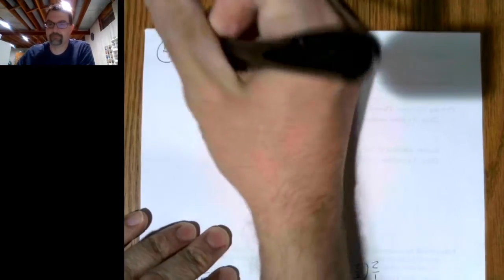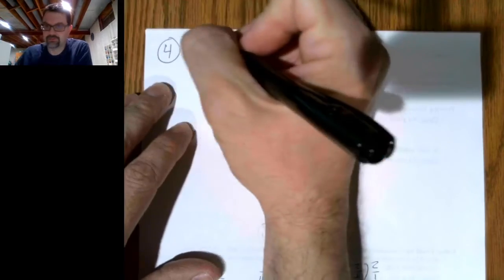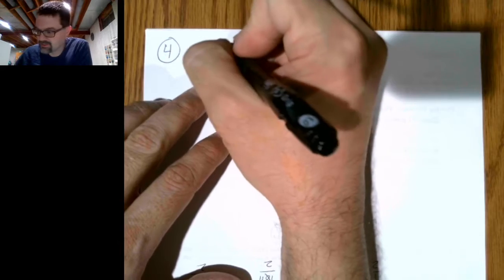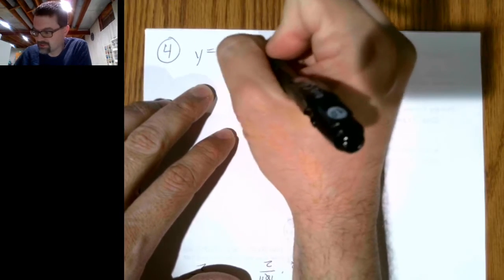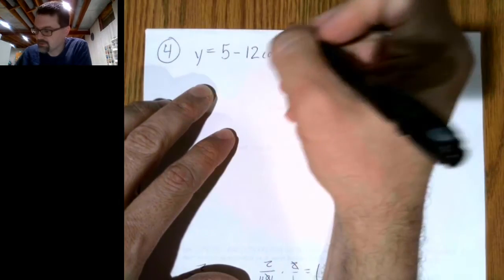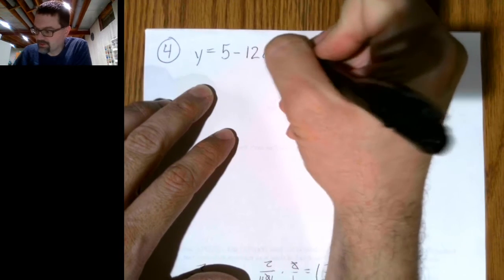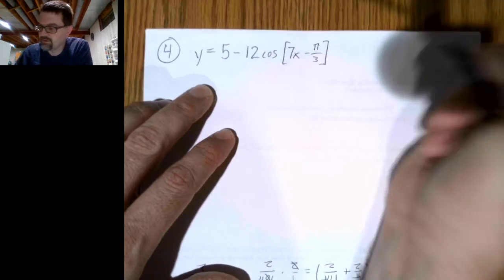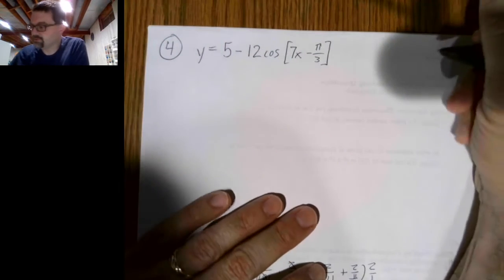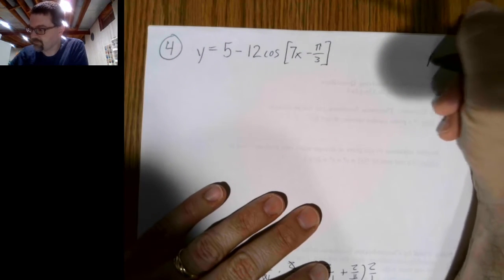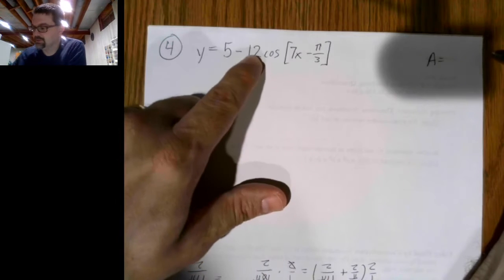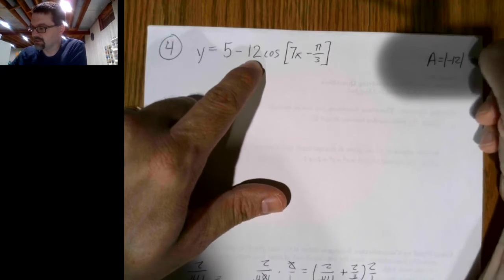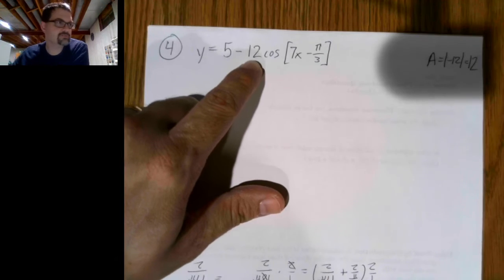Number 4. If you looked at the filled in notes, you'll see there's quite the mess in terms of the function that was getting used, because I changed it a few times, but just didn't change much on the notes. Your copy should look much nicer. Okay, here goes. Amplitude. Well, it's negative 12, but again, we take the absolute value, so amplitude is 12.